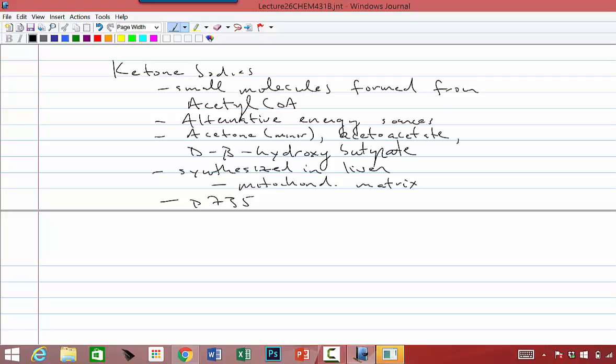Alpha-ketoglutarate. I'll let you guys think about where you may have heard that before. Beautiful, Krebs cycle or citric acid cycle.